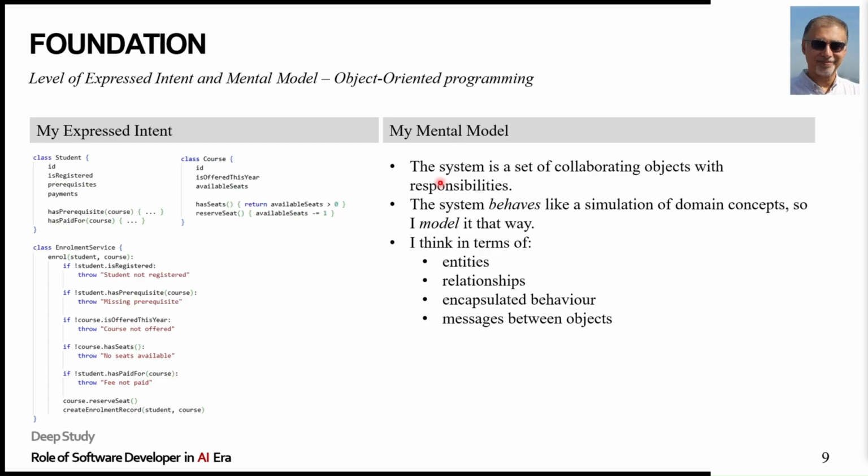My thinking becomes, who should own this logic? Which object has the authority to answer this question? Which object should I delegate this responsibility to? This mental model encourages encapsulation, delegation, and collaboration rather than step by step control. So you can see how my expressed intent changes and how that impacts the mental model. It works both ways. My mental model also impacts my expressed intent.